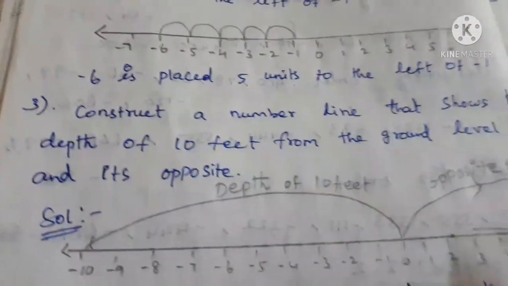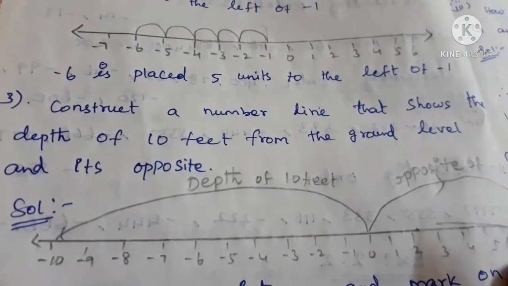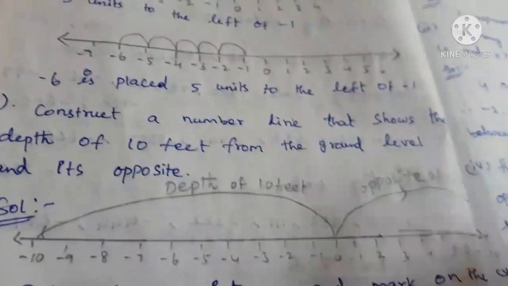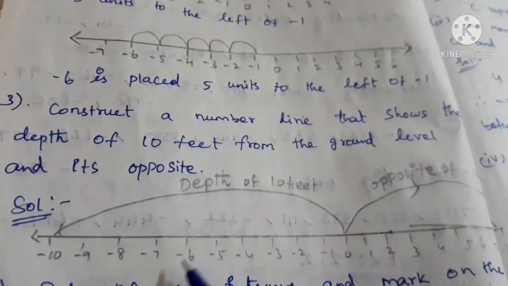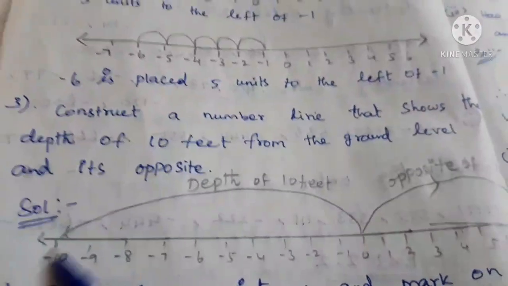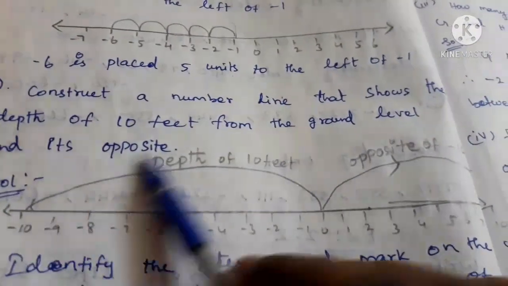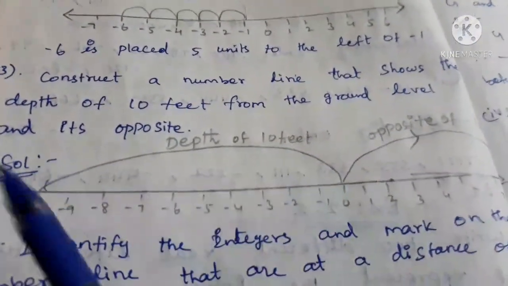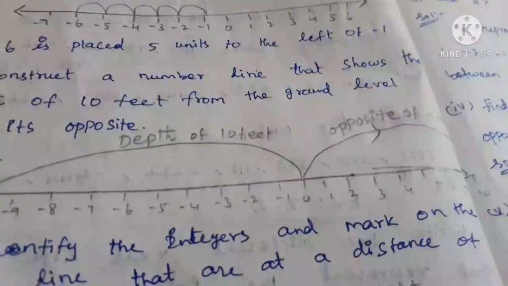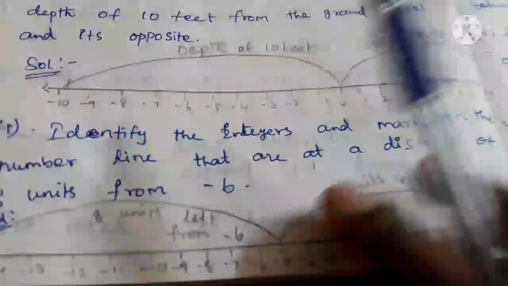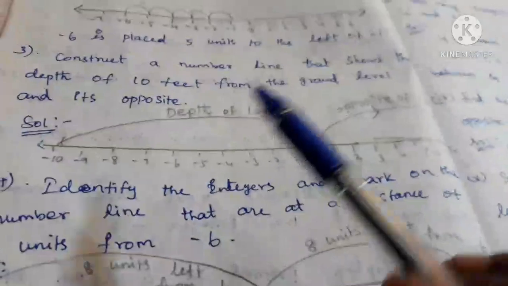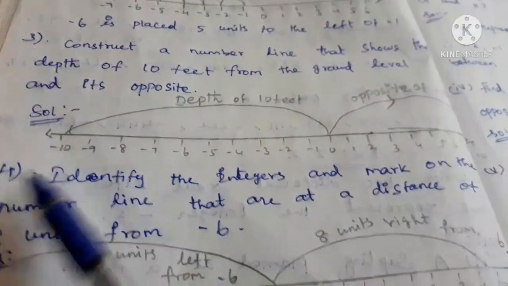Okay. Then third question. Construct a number line that shows the depth of 10 feet from the ground level and its opposite. Its opposite means 10 feet above the ground level. So, minus 10 till 10 you should draw the number line. This is the depth, because depth means inside the earth, so it is minus. The opposite, above the earth, is called plus. So it is plus 10 above the ground level, and the depth from the ground level will be minus 10.